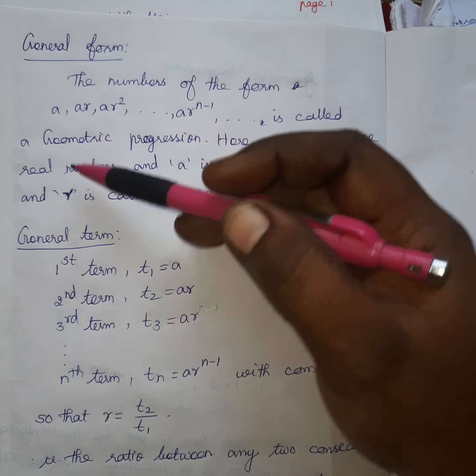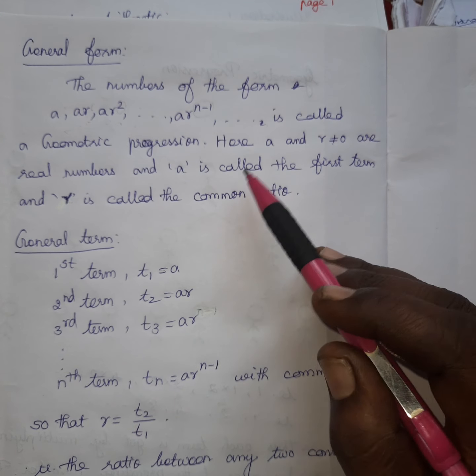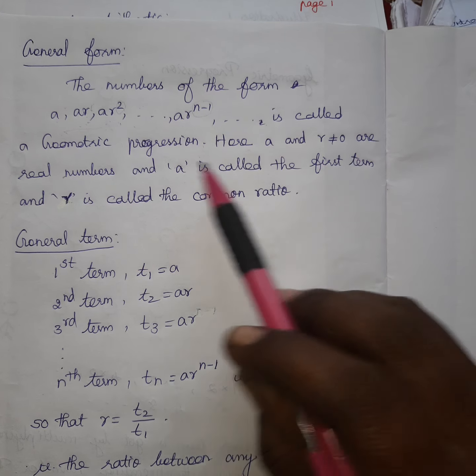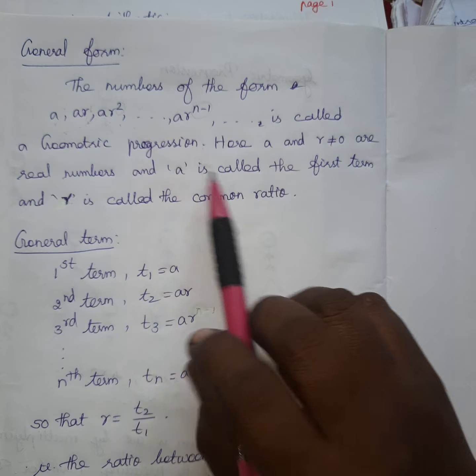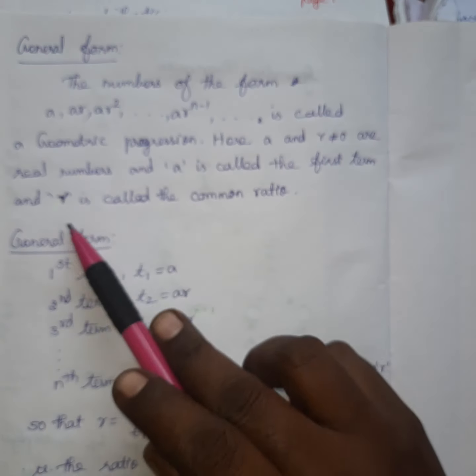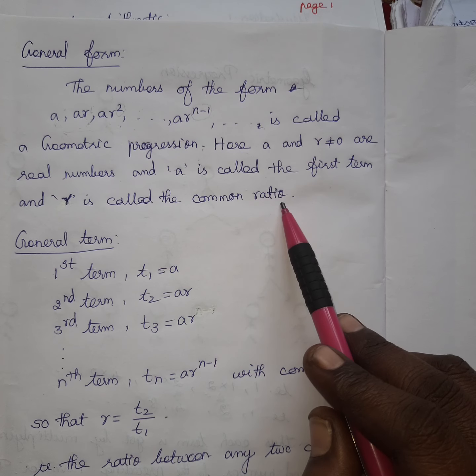This is called a geometric progression. If the sequence is coming like this with a common ratio, we can say it is a geometric progression. Here a and r are not equal to 0. The first term a should not be 0, and the common ratio should not be 0. If the values are 0, you will not get a geometric progression. a and r are real numbers, and a is called the first term and r is called the common ratio.